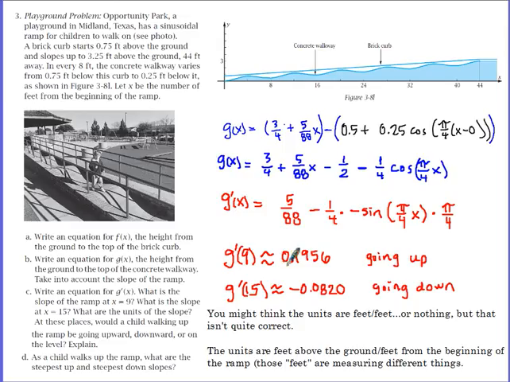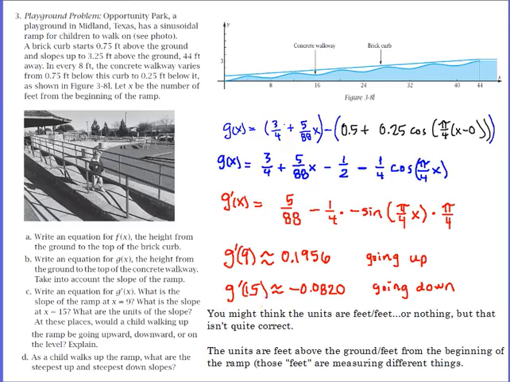Okay, and then if I try and answer these questions they had down here about the slope of the ramp at those 2 points, you're just finding g prime of 9 and g prime of 15. So when x is 9, the ramp is sloping up, and when x is 15, the ramp is sloping down slightly.